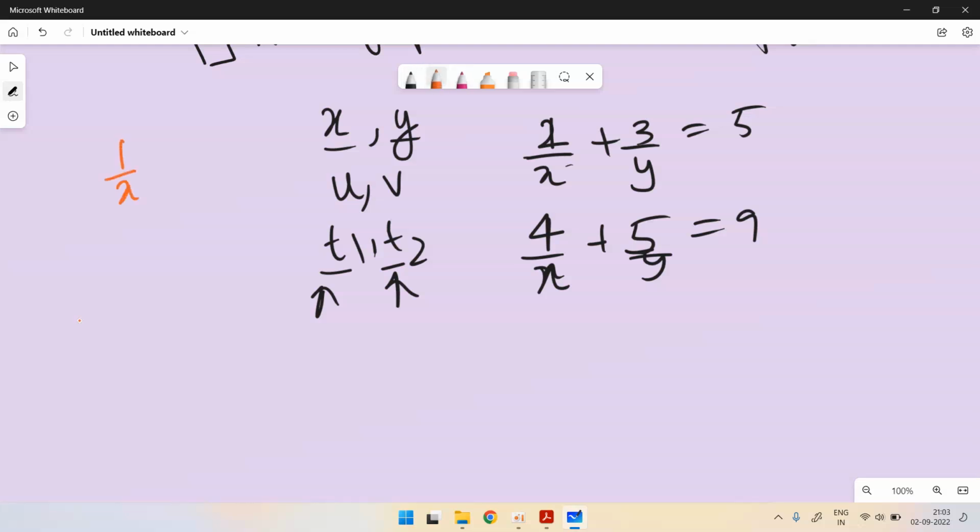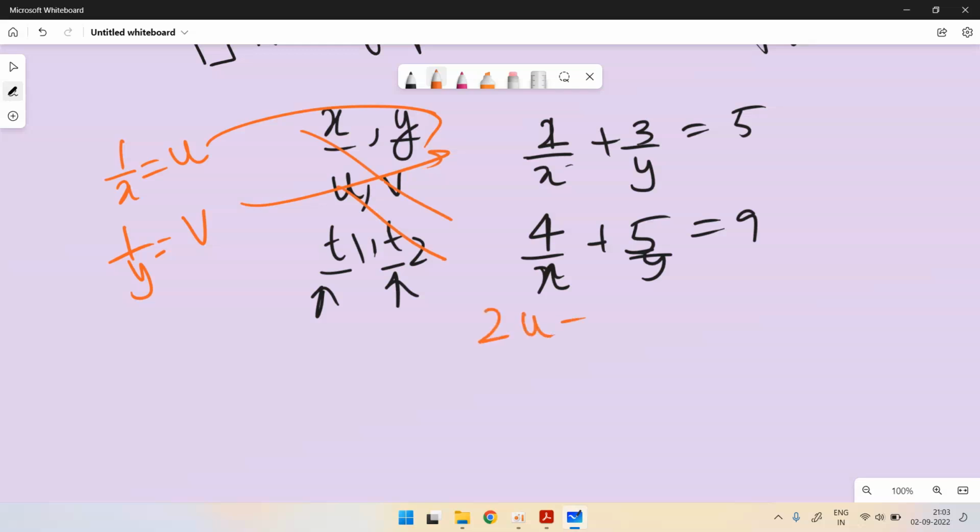You can take 1 by x equal to u. You cannot take 1 by x equal to x only. You can take 1 by x equal to u and 1 by y equal to v. Now if you substitute these values in both equations, it will become 2u plus 3v equal to 5, and 4u plus 5v equal to 9. Now if you solve this, you get the values of u and v as 1 comma 1.